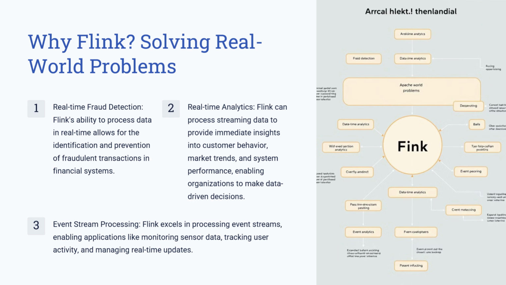Third is event stream processing. This means handling continuous flows of data instead of waiting for a full data set. For example, in a food delivery app like Zomato or Swiggy, Flink can track orders in real time, estimate delivery time based on traffic and weather, and update users instantly if there is a delay. Instead of processing orders in batches, Flink can update the system every second to provide accurate and real-time tracking.